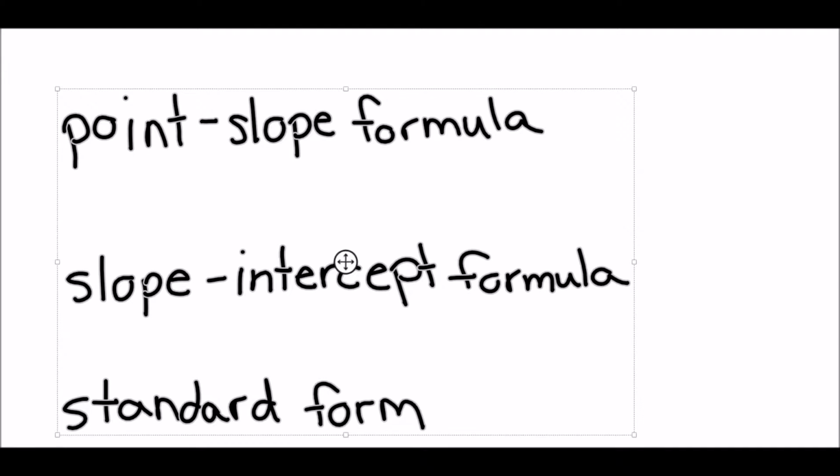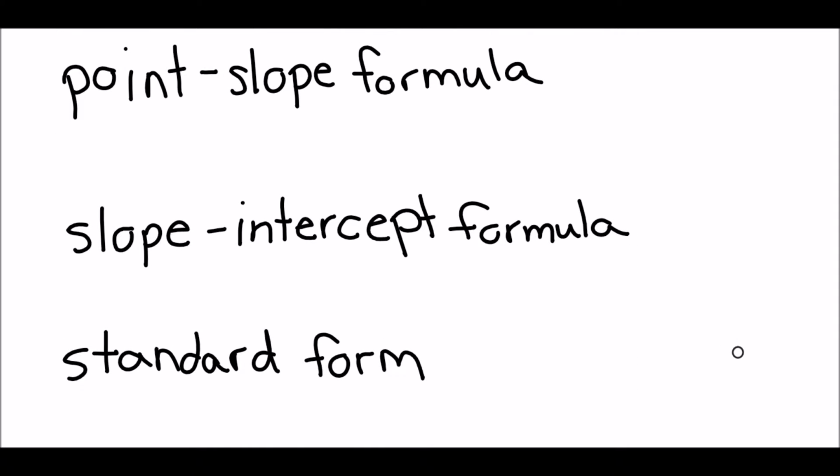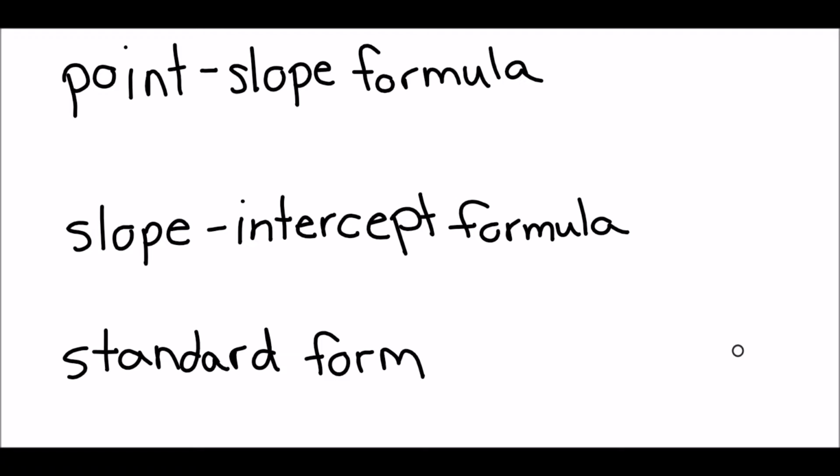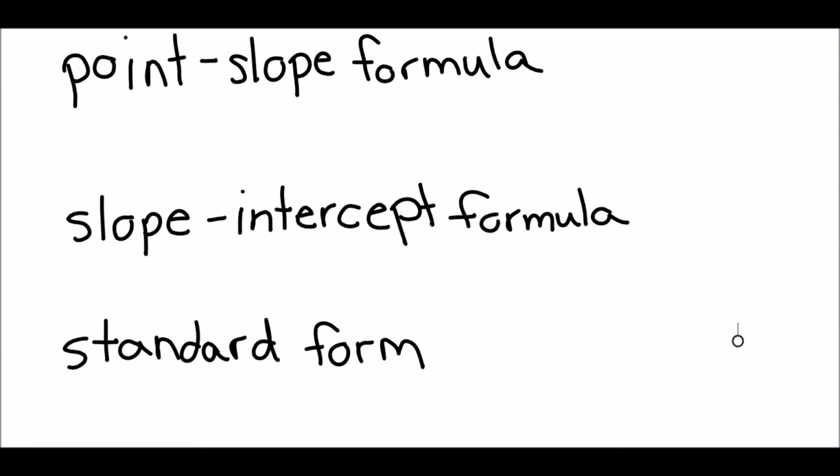So we're going to start off with three ways to represent a linear equation. A reminder, a linear equation is just a straight line. That's all it is. A linear equation describes a straight line. So our three equations are point-slope formula, slope-intercept formula, and standard form. I'm going to give a little bit about each of these, and these are all super useful, super easy ways to use once you get comfortable with them. I think you guys will like these a lot.